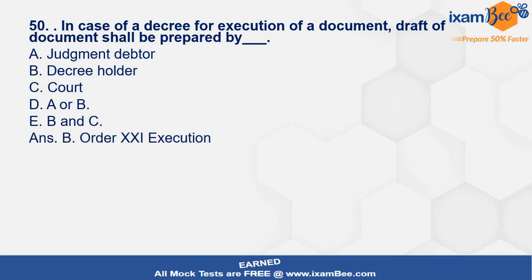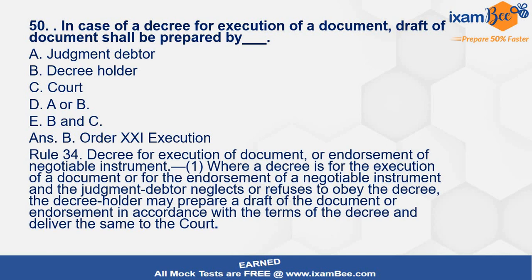Answer is B, decree holder. Always decree holder will only have all the responsibility while execution. This is something which is the truth. Even if there is a decree in his favor, he only has to take the efforts all the time for realization of the decree. Order 21 deals with execution. Rule 34 deals with decree for execution of document और endorsement of a negotiable instrument.